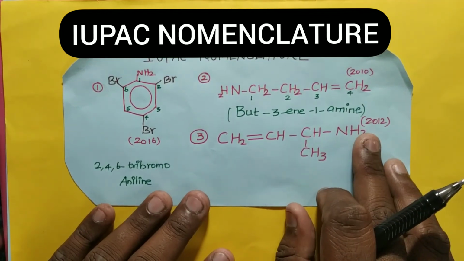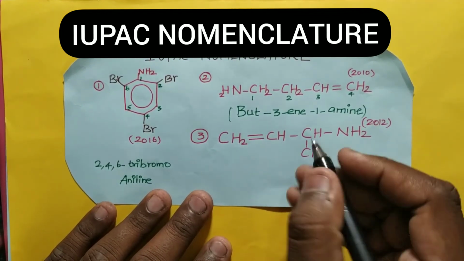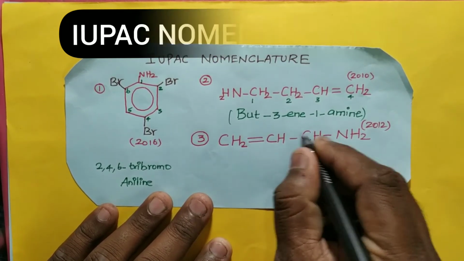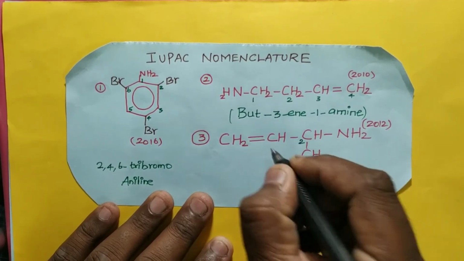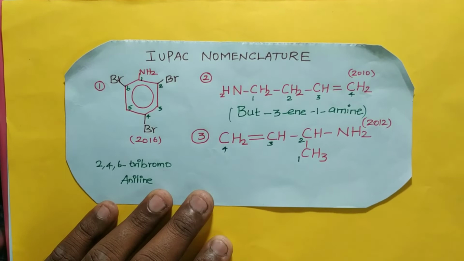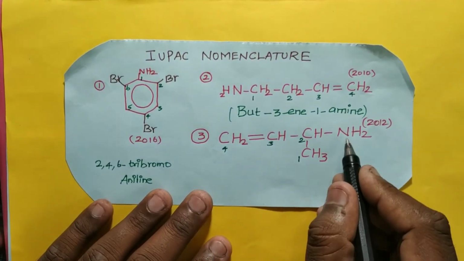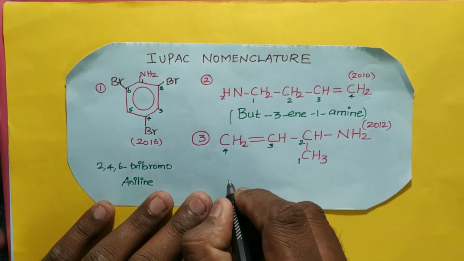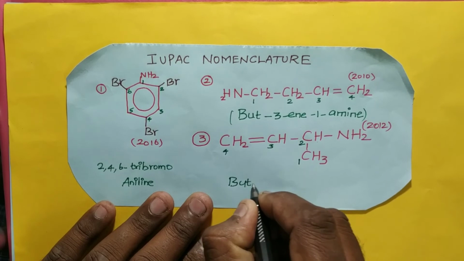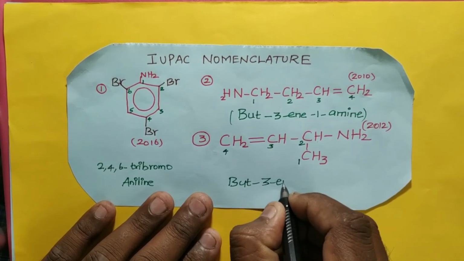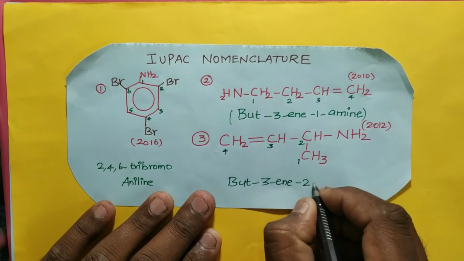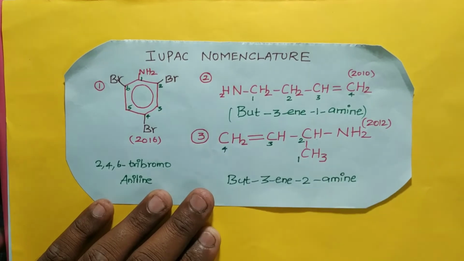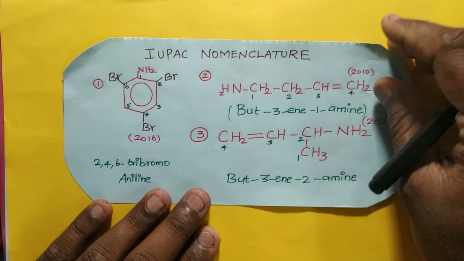And this question was asked in the year 2012. You just look at the same thing. Here we have to find the functional group and the long chain. Here number 1, 2 and 3, here also 4. According to the same rule, the functional group is attached in the second position. The total number of carbon atoms is 4, that is the same thing, but. So but-3-ene-2-amine. Are you able to understand, students? In the second position we have the amine group. That is but-3-ene-2-amine.